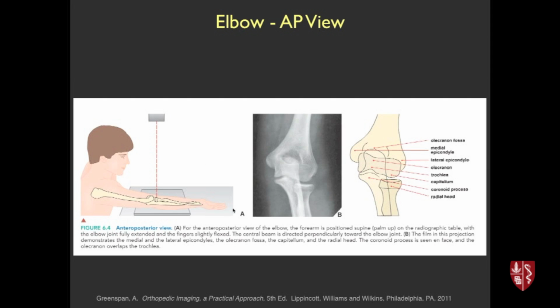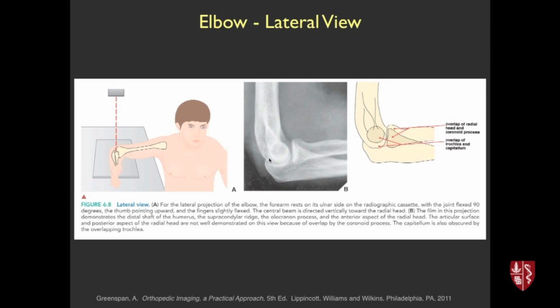These are from Greenspan's book, where they show the little cartoon guy and just a straight AP view of the elbow showing humerus, radius, and ulna. A lateral view, and they show the idealized positioning of a patient for a lateral view where the elbow's bent about 90 degrees and the thumb is up. And so you get a nice true lateral view of the elbow.